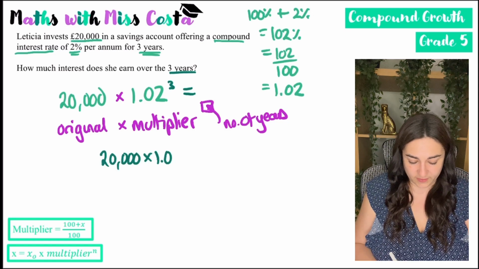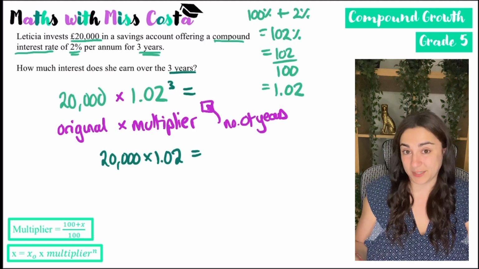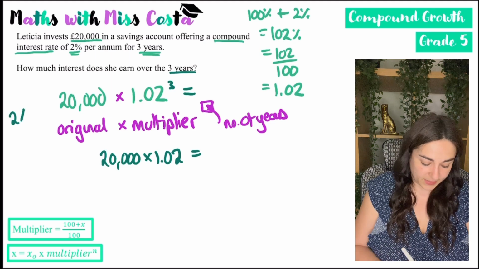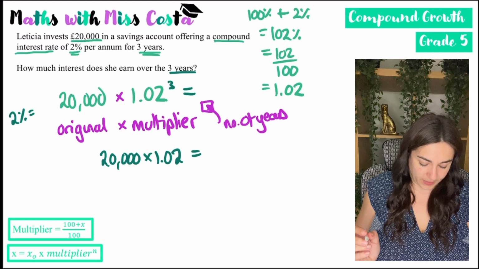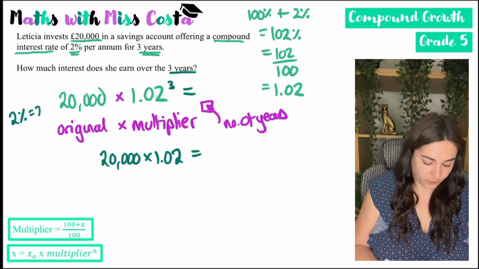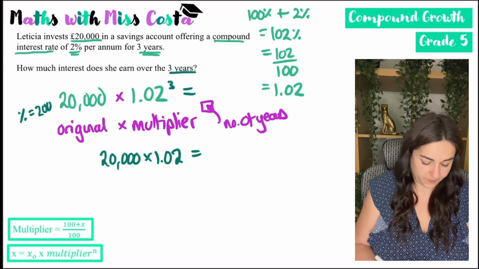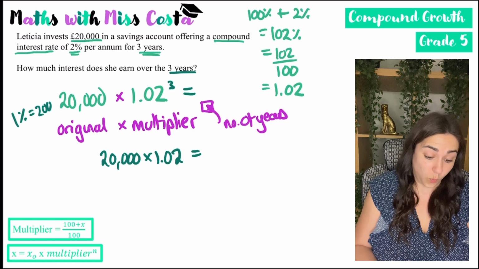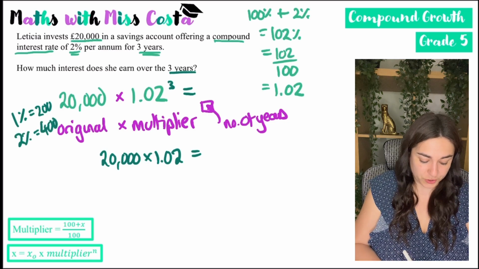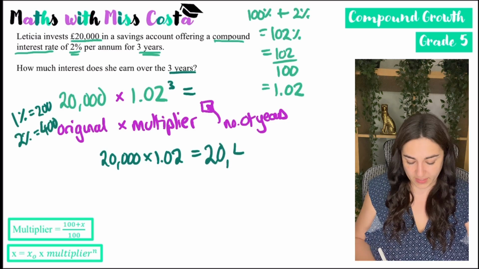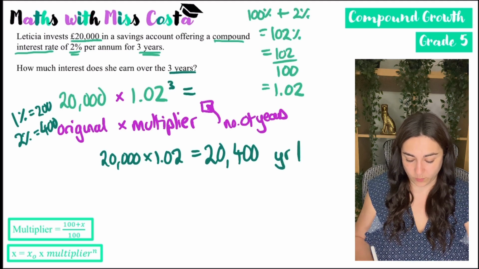So if we did £20,000 times by 1.02, that would tell us how much money she has at the end of year 1. So I'm trying to work out 2%. 1% of 20,000 is 200. So therefore 2% is going to be 400. So I'd have £20,400 at the end of year 1.